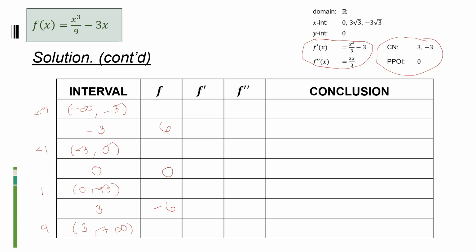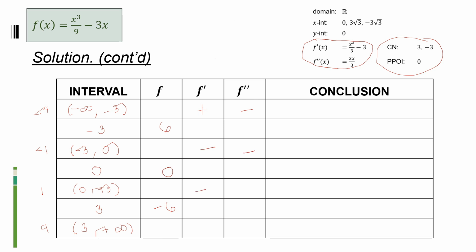So, negative 4 substituted to the first derivative, we have a positive sign. Positive yung makukuha natin dyan. At pag yung negative 4, nilagay naman natin sa second derivative, that is 2 times negative 4 over 3, so that's negative. Next is negative 1 sa f prime, so we have 1 over 3 minus 3, so that is negative. Okay? At yung f double prime naman natin dito is negative din.